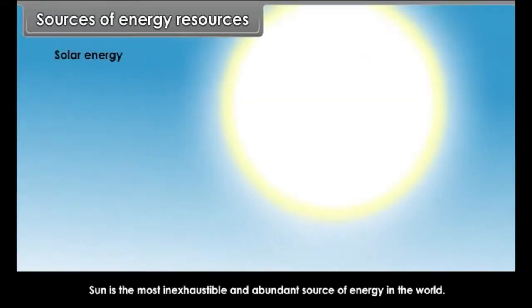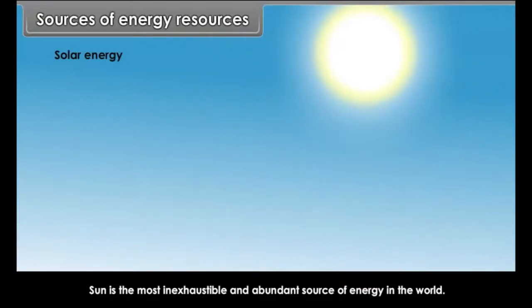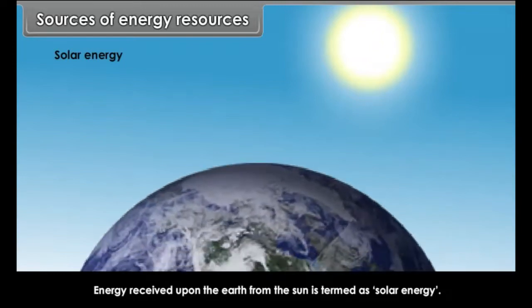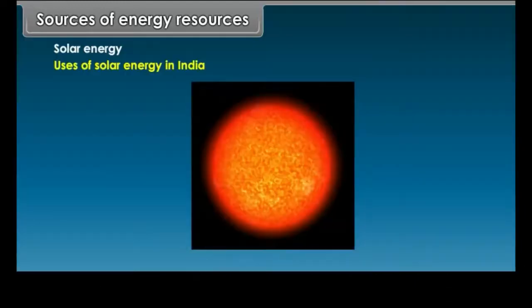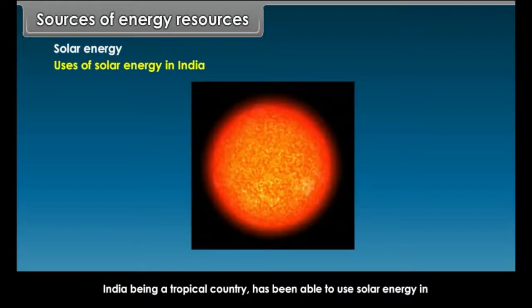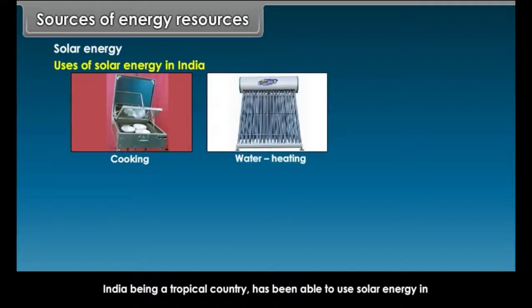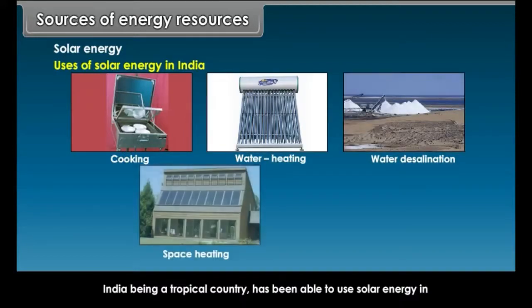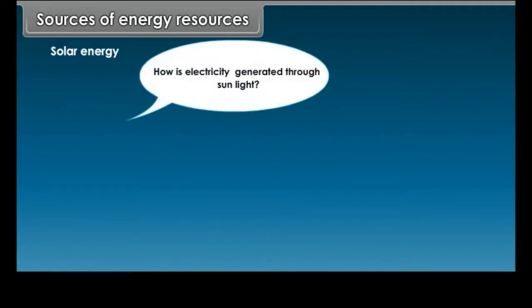Solar energy. The sun is the most inexhaustible and abundant source of energy in the world. Energy received upon the earth from the sun is termed solar energy. Now we can list out some uses of solar energy in India. India, being a tropical country, has been able to use solar energy in cooking, water heating, water desalination, space heating and crop drying. How is electricity generated through sunlight?